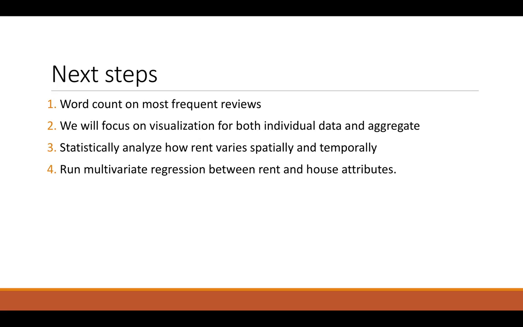For the next steps, we're going to first do a word count on the most frequent reviews. By doing that, we can figure out the most common characteristics of the housing in a certain neighborhood. And then we will focus on visualization and build up the website. Then we want to do some statistical analysis to see how rent varies spatially and temporally. And finally, we want to run a multivariate regression between rent and housing attributes.